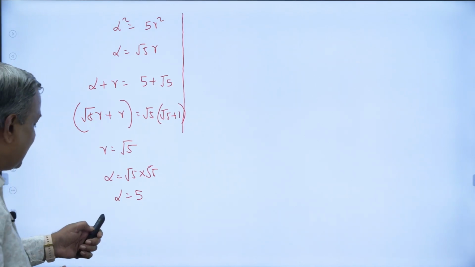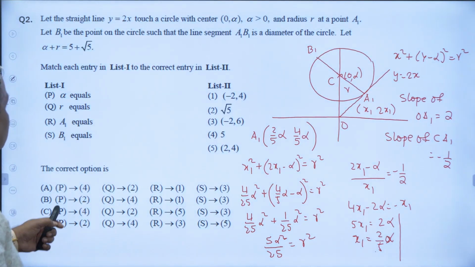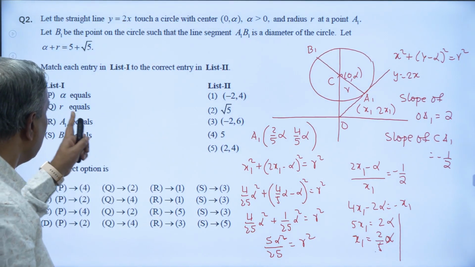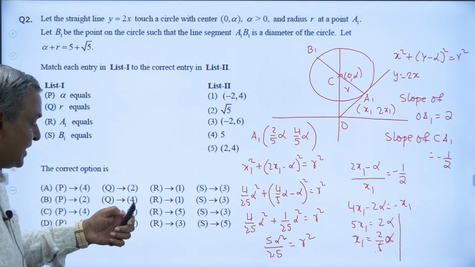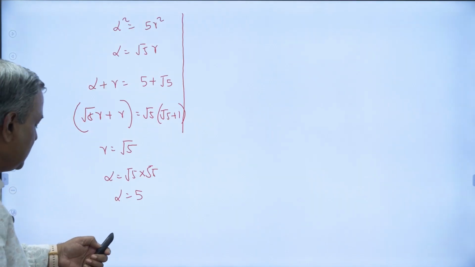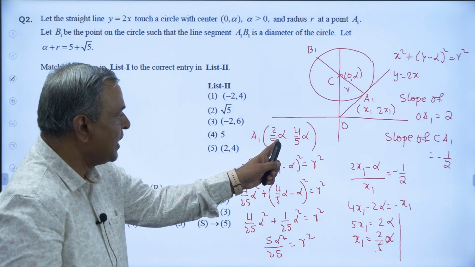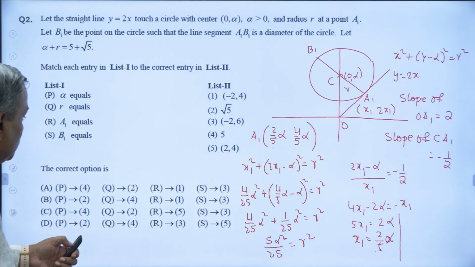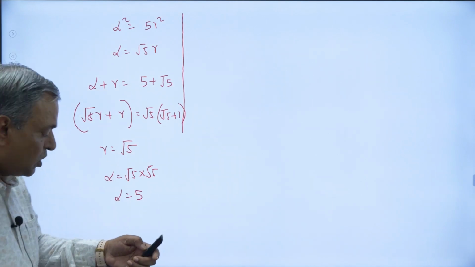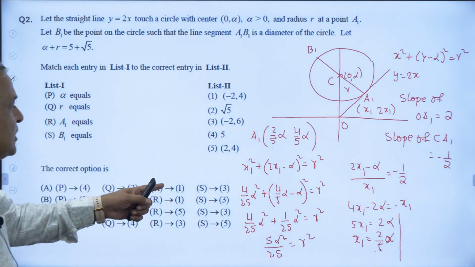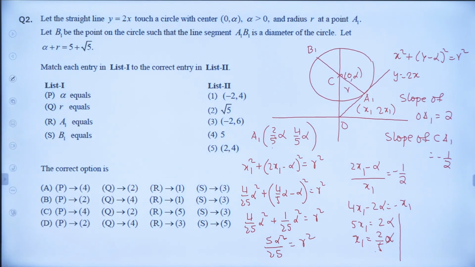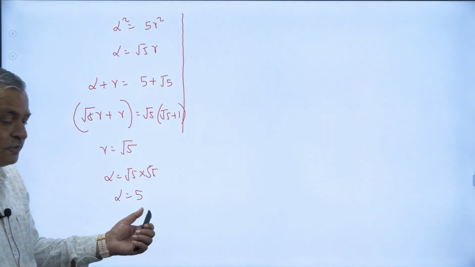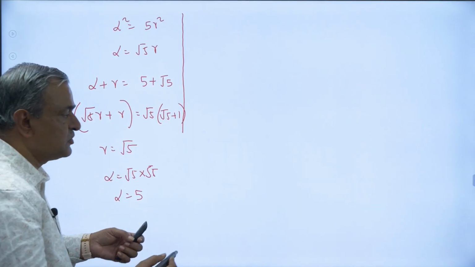Now what are they asking? See, the alpha value we got, the R value we got. Now they are asking A1. A1 we already found in the problem itself: 2 by 5 alpha and 4 by 5 alpha. So we just substitute the values there. 2 by 5 alpha comma 4 by 5 alpha are the coordinates of A1. Here alpha is equal to 5 and R is equal to root 5.